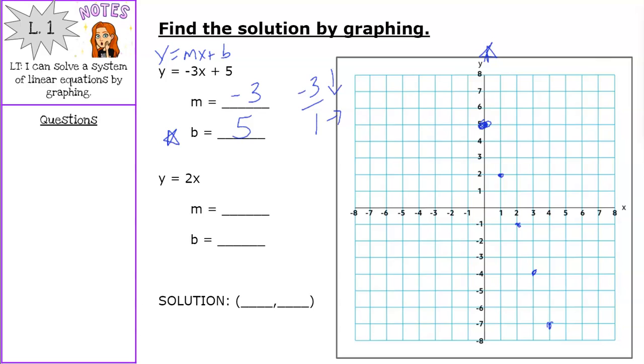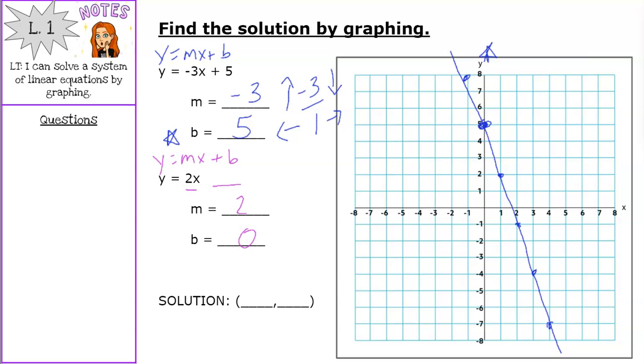And then again, we're going to flip that, and we're going to go up 3, left 1. So we're going to go back to our y-intercept and go up 3, left 1 as many times as we can. Make that straight line. Now we just have to graph our second equation, which is y equals 2x. So we have y equals mx plus b. Our m we can see is 2. Our b, since we have nothing here, the equivalent for nothing in math is 0. We're really adding 0. So our b is just 0.